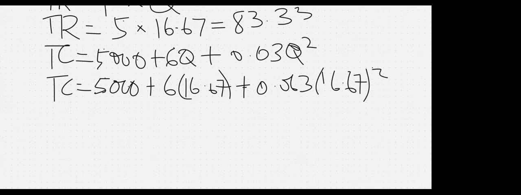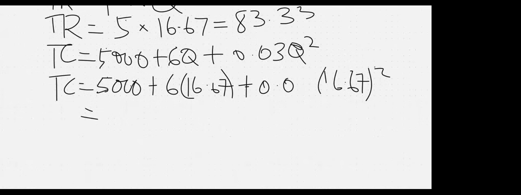So just compute everything on the calculator. What do you have? Hold on. There's a mistake somewhere. It's 0.03, not 0.63. So I don't make a mistake. What do you have for the TC?